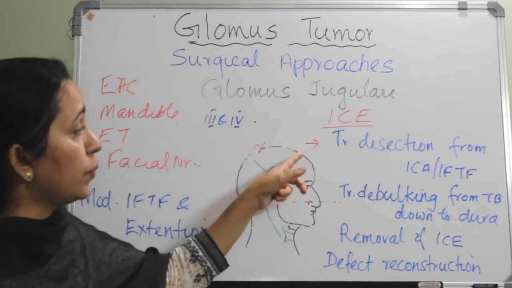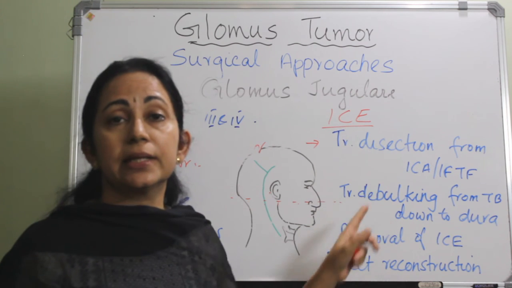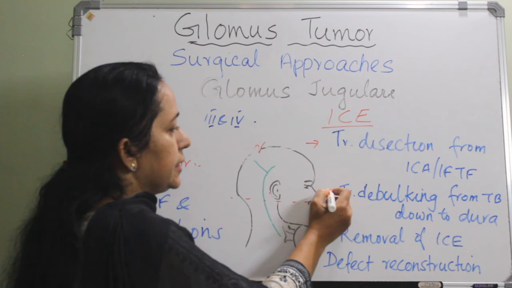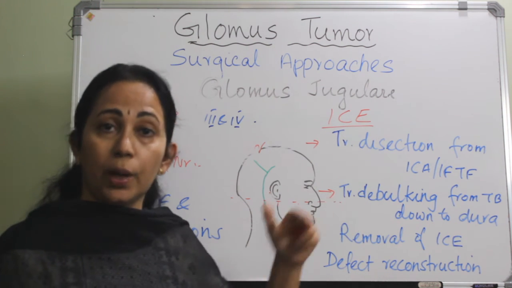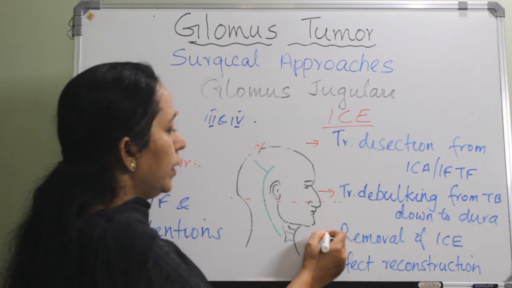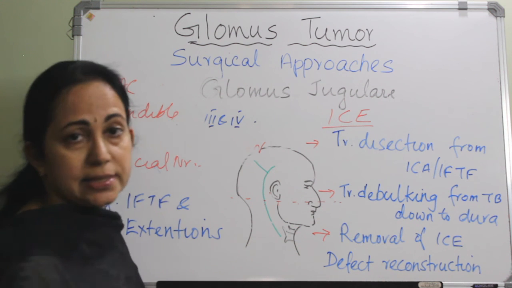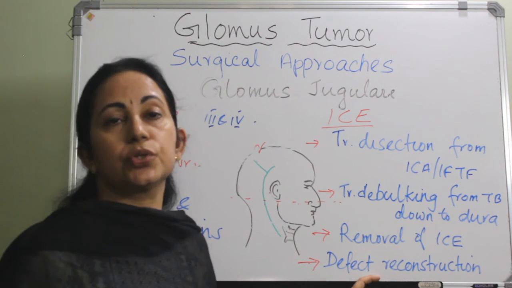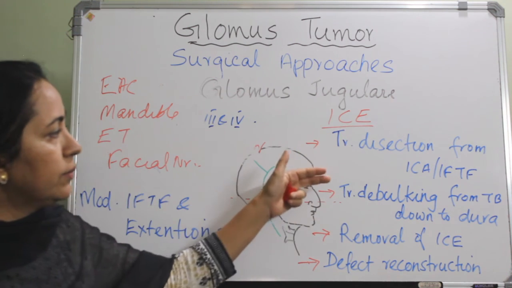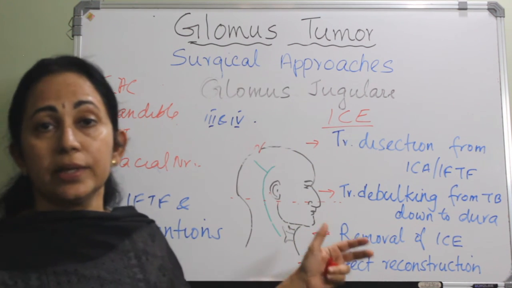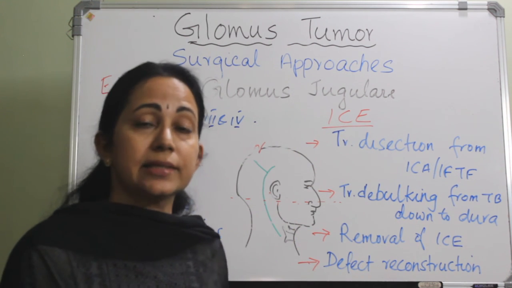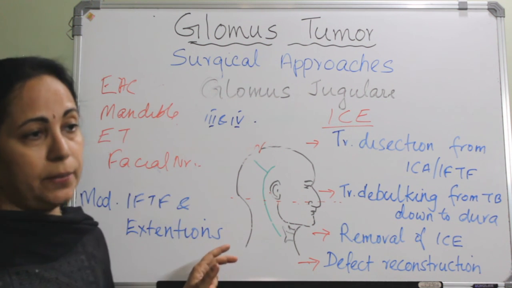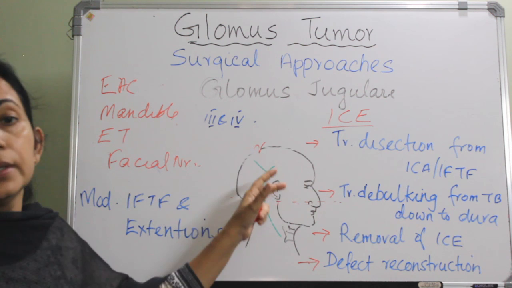intracranial extension. That is, first the tumor is dissected from the internal carotid artery or from the infratemporal fossa. After dissection, it is debulked from the temporal bone down to the dura. Then removal of the intracranial extension as a single unit, and then reconstruction of the defect. So these are the 4 stages of surgery for intracranial extension, and this is done as a single stage operation along with the primary tumor in the temporal bone.